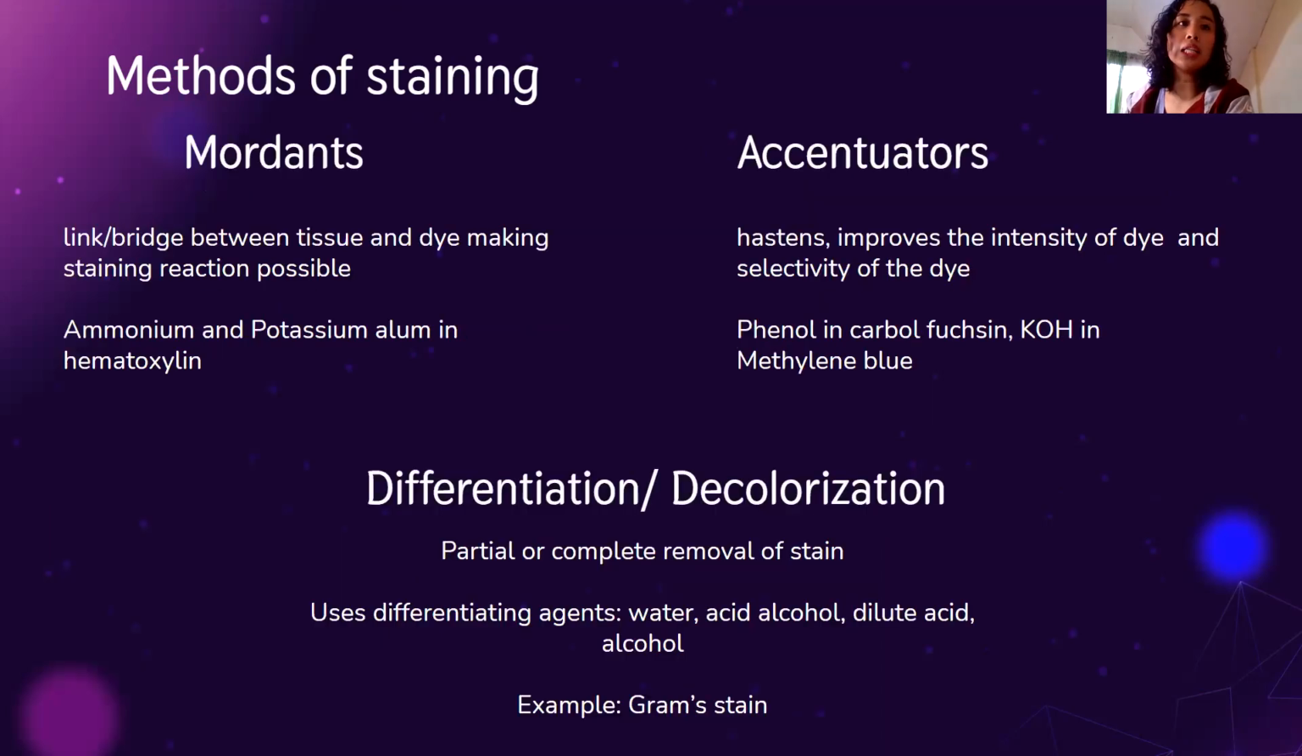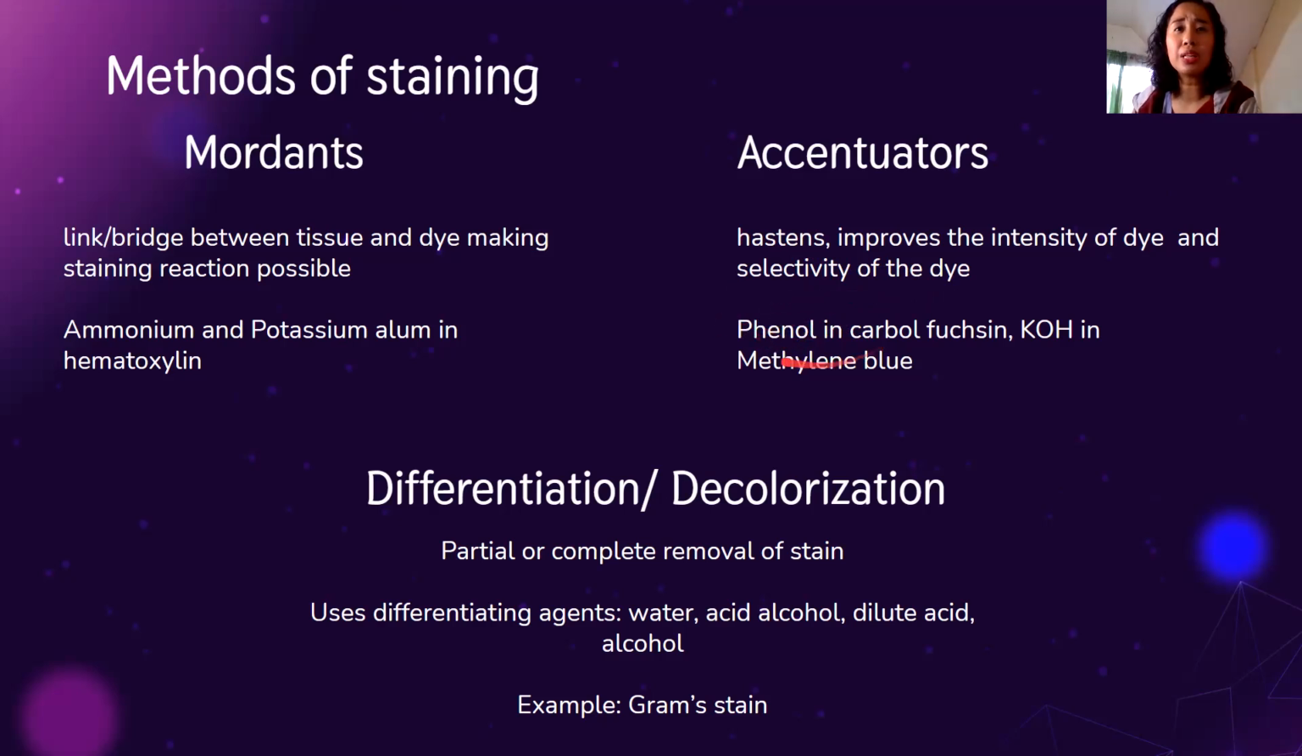So mordant creates a link or a bridge between the tissue and the dye. For hematoxylin, our H and E, one of the most common mordants that we use is potassium alum and ammonium alum, usually potassium alum. We also have accentuators, which hasten, increase the rate of staining and the intensity of the dye, and also the selectivity of the dye. The accentuator is phenol.